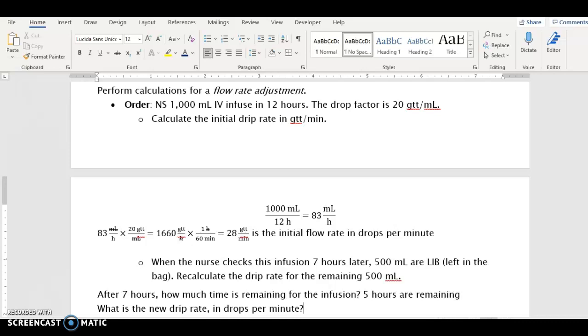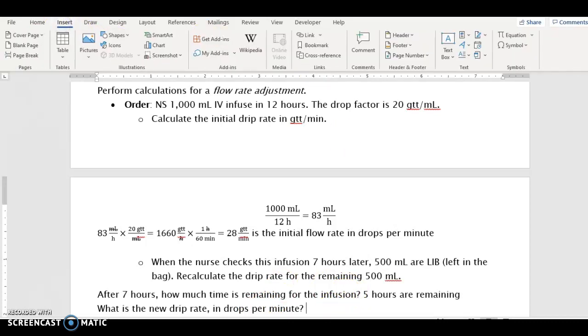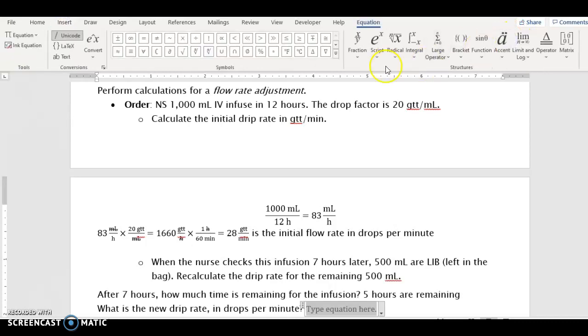Once we understand how many hours are remaining, and the amount left in the bag, we can use that to calculate the new drip rate. So the second question is, what is the new drip rate? Which is what the question is asking. Recalculate the new drip rate by taking the remaining volume, which is 500 milliliters, and dividing it by the remaining time, which is 5 hours.